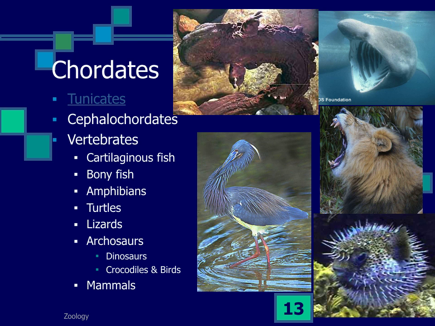Our next group will be the chordates, and this includes lots of animals that are found in habitats beyond just marine waters. They're found in fresh waters and terrestrial systems, but of course, marine waters are where they're most abundant.